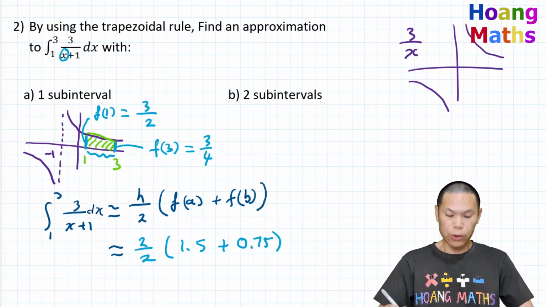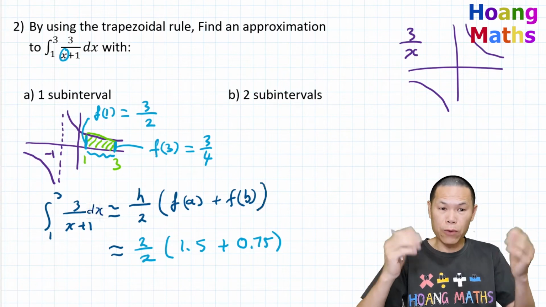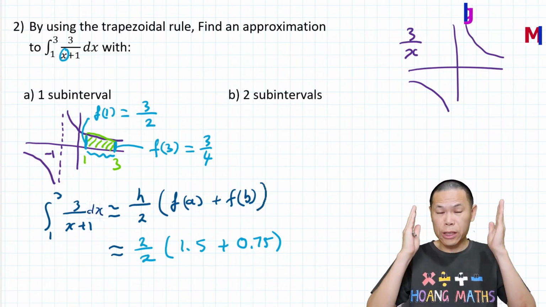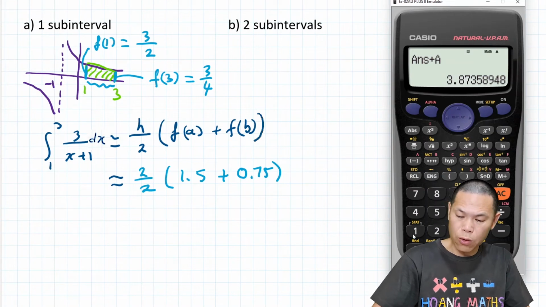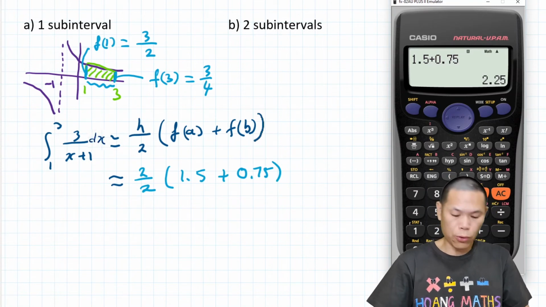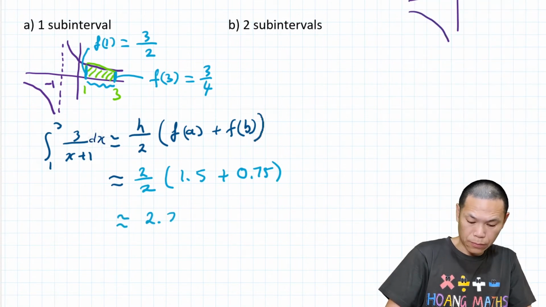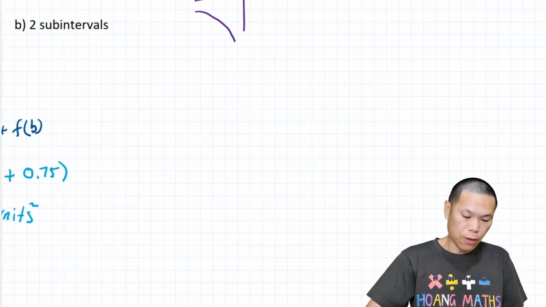That will do. So now what I do, I just put that on my calculator. It will give me the area under the curve, but that's just an approximation, okay? So I just go 1.5, we add 0.75. So there you go, 2.25 square units. There you go. So part B.